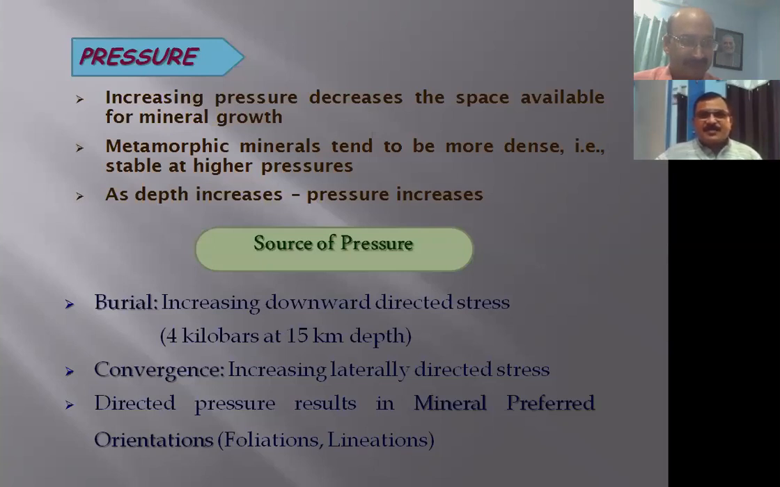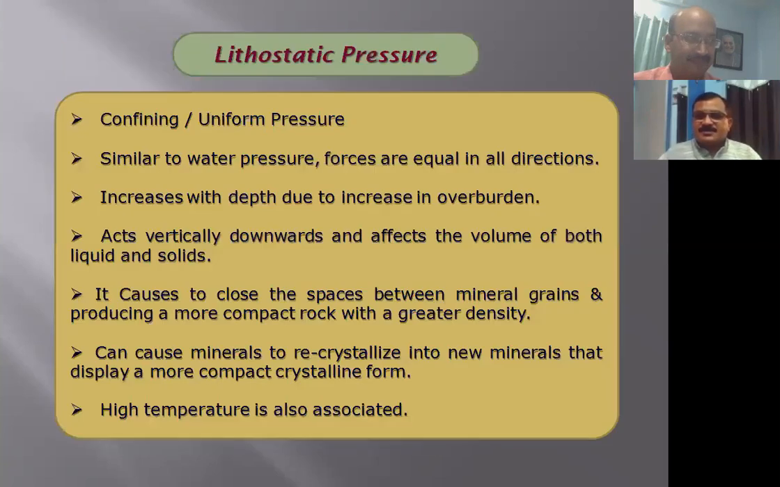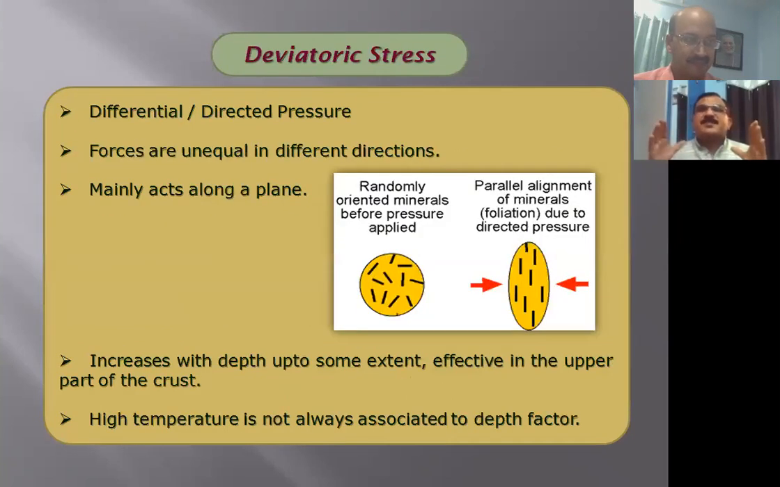Pressure is important, but there may be two different types of pressure. It may be confining pressure, or directed pressure, or unconfined pressure. Confining pressure means lithostatic pressure. Lithostatic pressure means the amount of pressure is the same from all directions. That is lithostatic pressure. Another one is directed pressure or unconfined pressure, which means the pressure is directional.